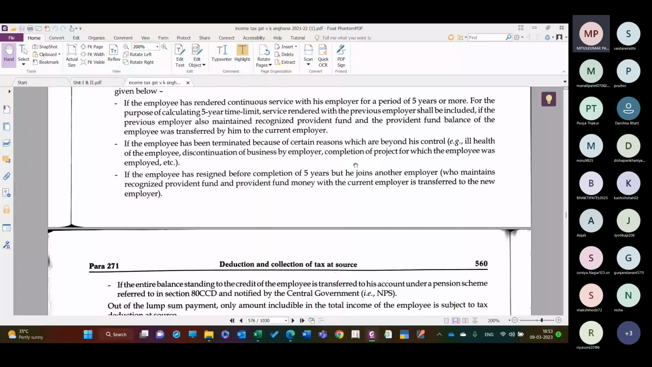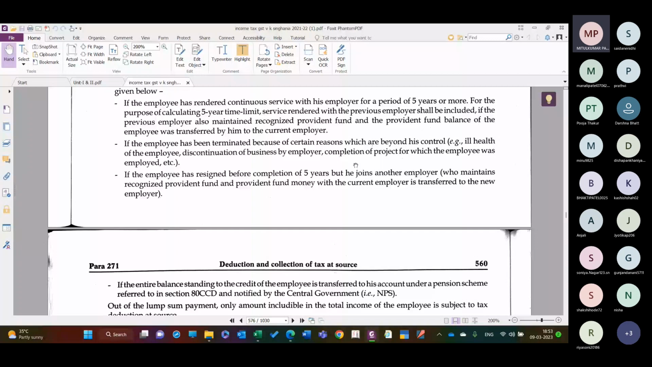If the employee has resigned before the completion of 5 years, but he joins another employer who maintains the recognized provident fund, and the provident fund money with the current employer is transferred to the new employer, तो ये ट्रांसफर થયું હોય તો એ વિથડ્રોઅલ કહેવાય નહીં અને એના ઉપર ટેક્સ કપાય નહીં.